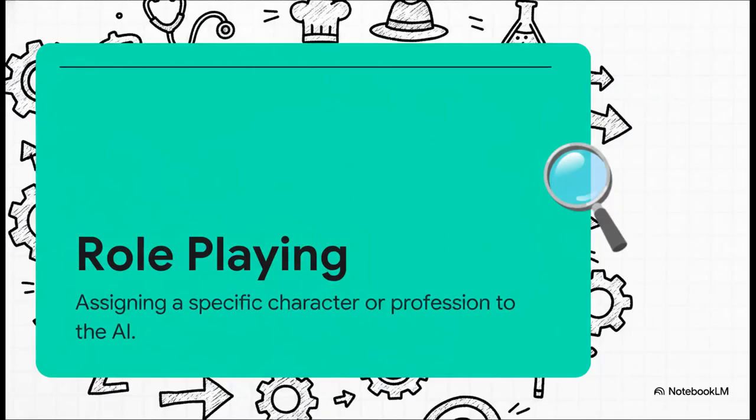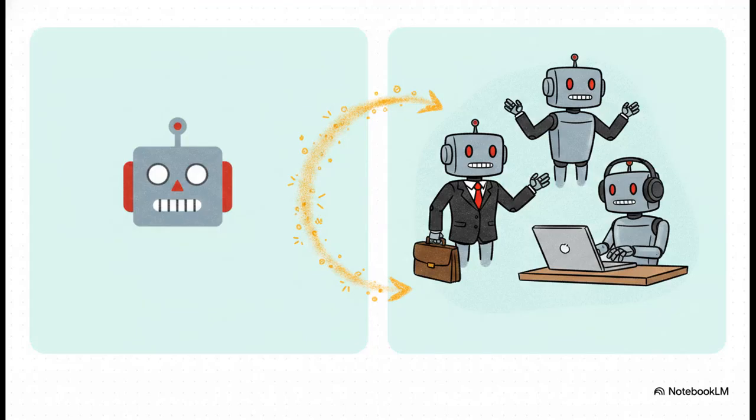Our next fantastic tool is role-playing, and this just means assigning a specific character or a profession to the AI. Giving the AI a persona actually unlocks highly accurate, specialized knowledge. You aren't just talking to a regular computer anymore. You're essentially talking to a hired expert. And this brilliantly illustrates the point.